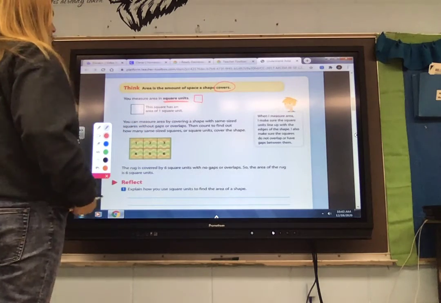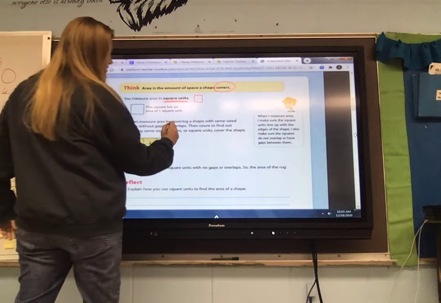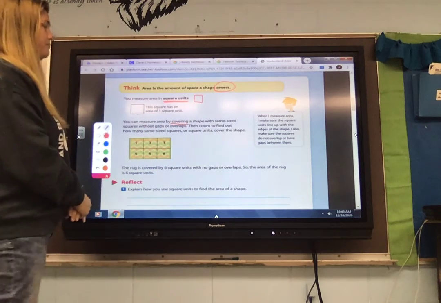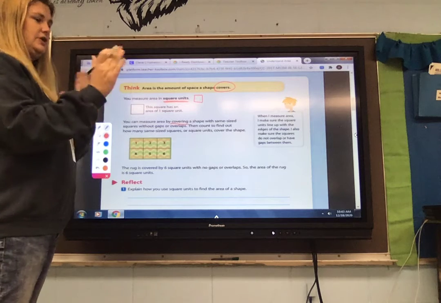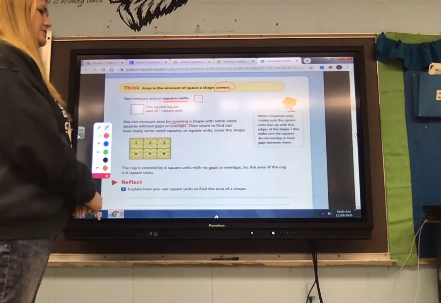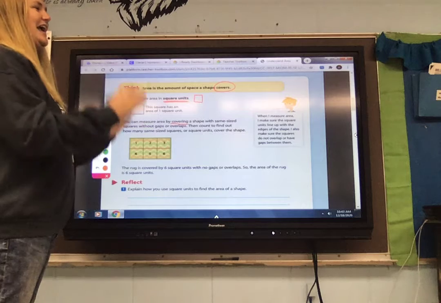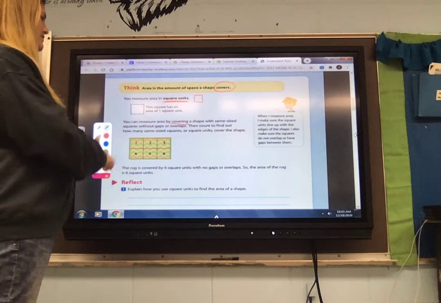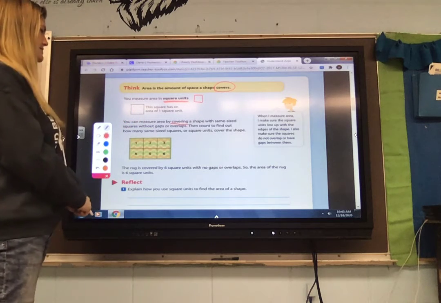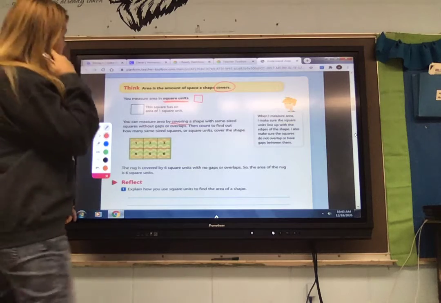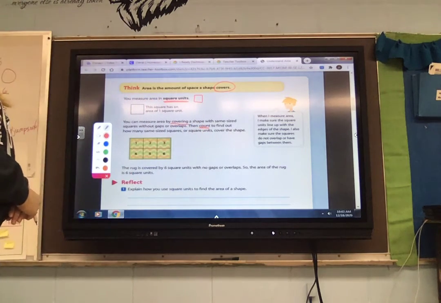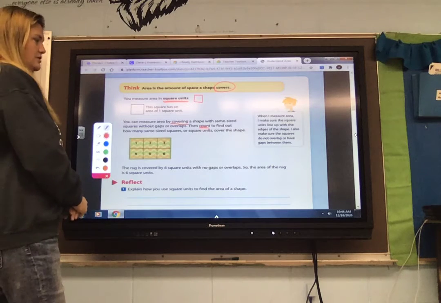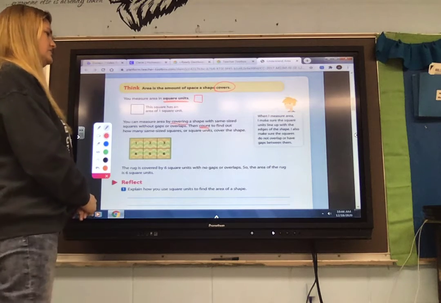You can measure area by covering a shape. There's that word cover again. I'd underline that. With the same size squares, without gaps, without overlaps. You can't have spaces in between your squares, and your squares can't cross over another square. They have to be side by side. Then count. So if you have squares, all you have to do is count to find out how many same size squares or square units cover the shape.